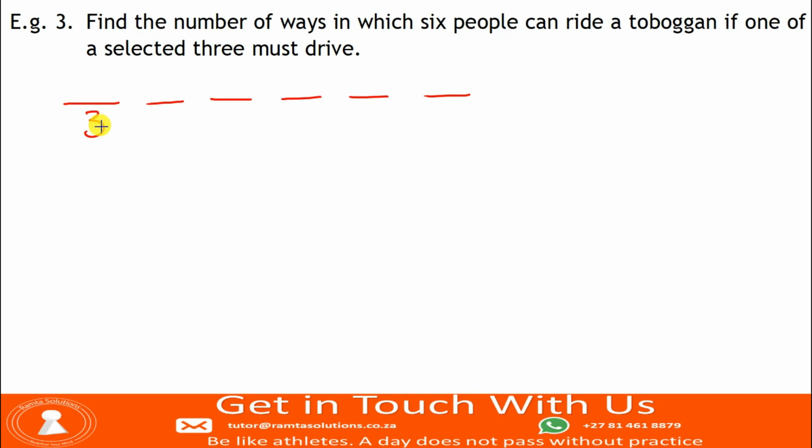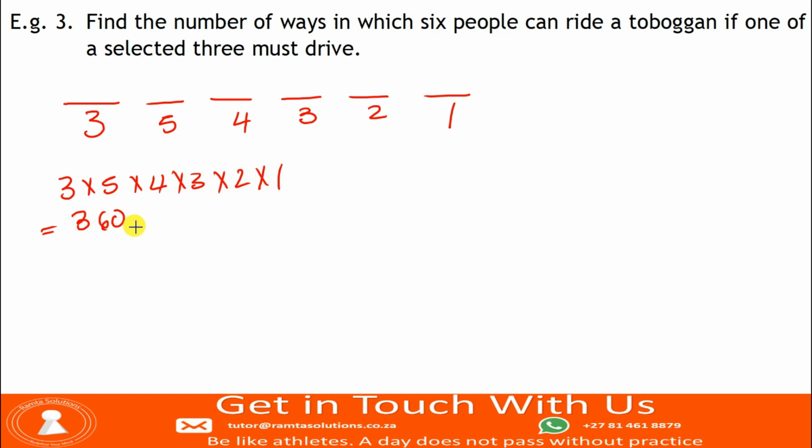If one has been chosen to drive, how many do we have left? We have 5, 4, 3, 2, 1. So we have 3 people multiplied by 5, by 4, by 3, by 2, by 1. That is 3 times 5 times 4 times 3 times 2 times 1, which gives 360 ways in which 6 people can ride a toboggan.